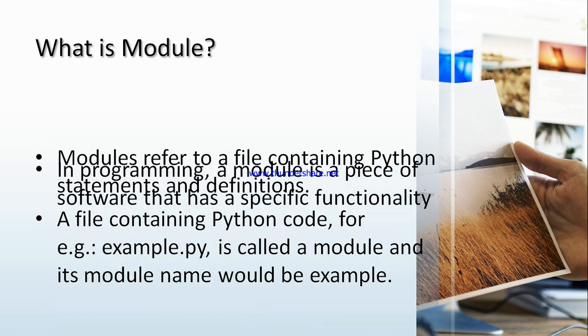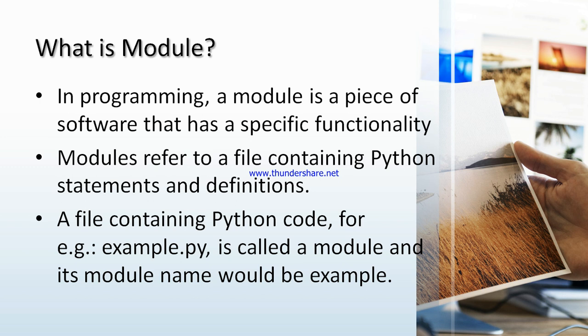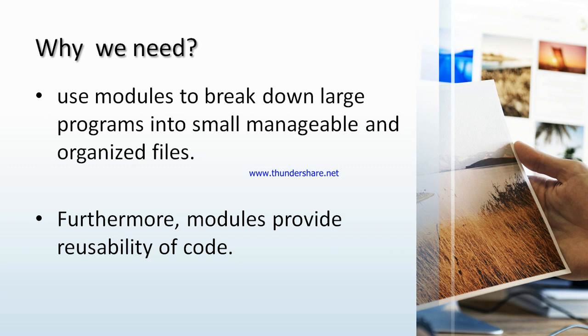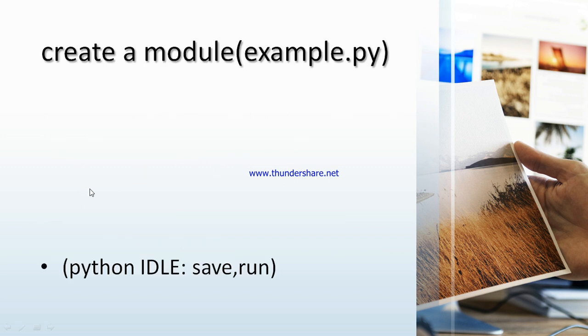One more point: before that, you should know what a model is in programming. Generally, in programming, a model is a piece of software that has a specific functionality. That is the general meaning of model here. Then why do we need models? Because you can use models to break down large programs into small, manageable and organized files. Furthermore, models provide reusability of code. So whenever you have a complicated program, you can break down the large program into small, manageable parts and organized files. By using a small program, you can get a clear idea about these models. Then go to the next one, create a model.